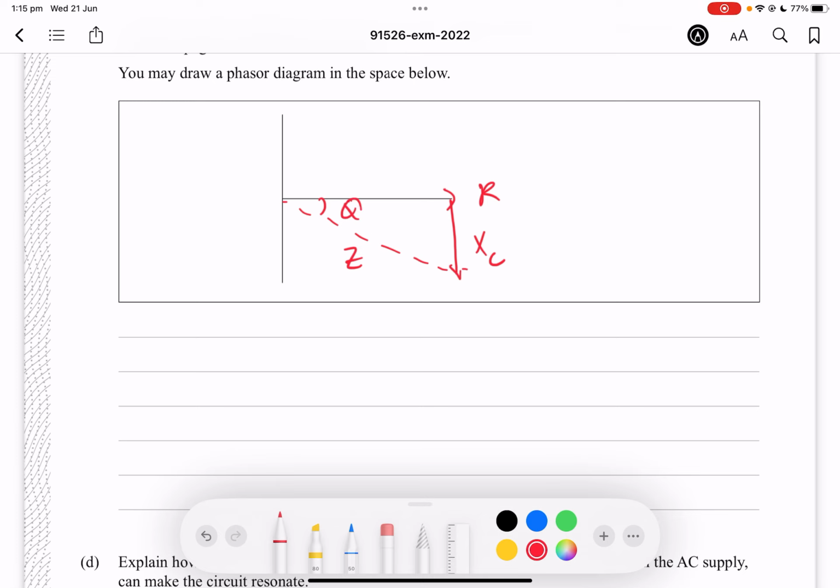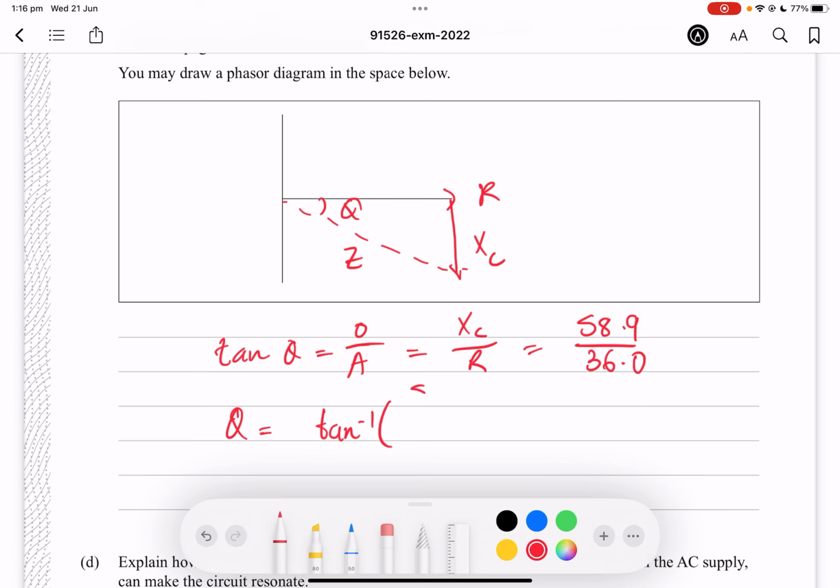Again, we can just use SOHCAHTOA. In this case, we can use the tan rule. So tan of theta is equal to the opposite over the adjacent. And that is equal to XC over R, which is equal to 58.9 over 36.0. Therefore, theta is equal to the inverse tan of 58.9 over 36.0. So the angle is equal to about 58.6 degrees.